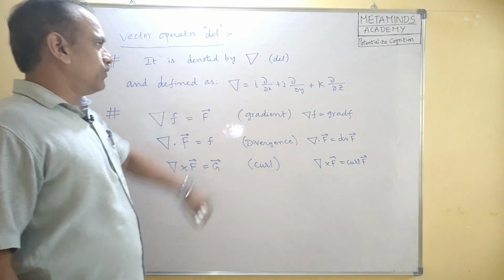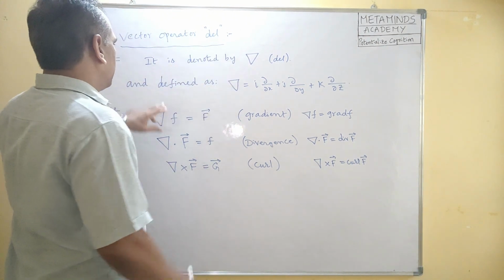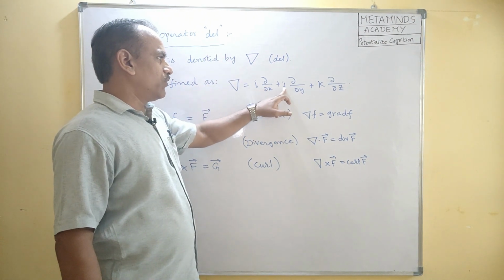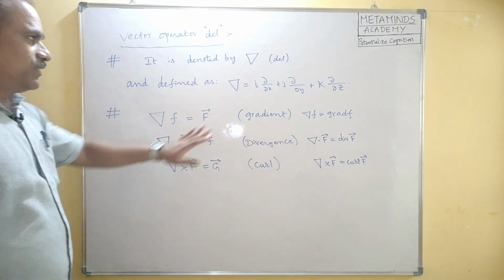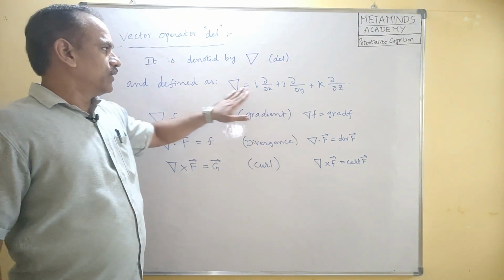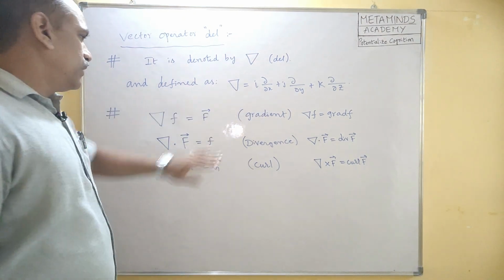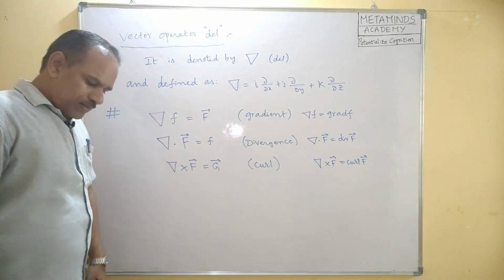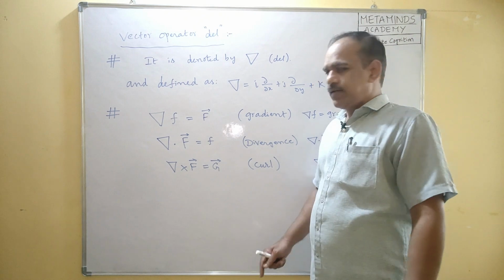Triangle upside down, it is called as a del. So the operator del actually represents i ∂/∂x plus j ∂/∂y plus k ∂/∂z, right? So this is denoted by the operator del. This operator is denoted by the symbol del, and you can apply del on scalar point functions and vector point functions in a different context.